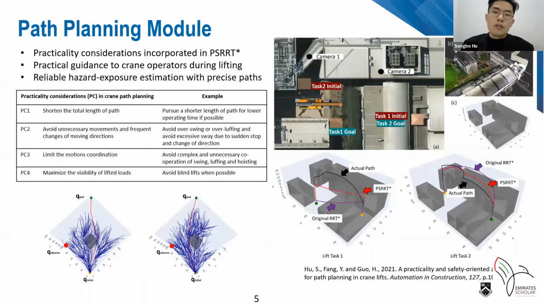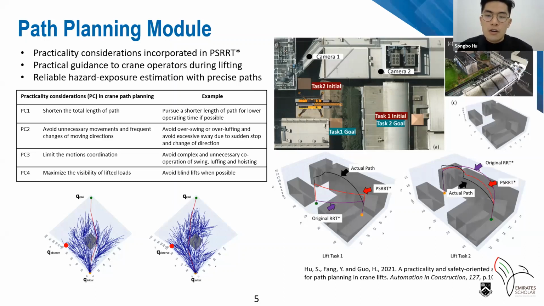So the core of the path planning module is based on our work, a practicality and safety-oriented approach for path planning in crane lifts. This work first identifies all the unique practicality considerations for crane path planning, such as shortened path length, avoiding unnecessary movements and direction changes, limited coordination of multiple operations, and maximizing visibility. And we found out that although frequently mentioned, none of the previous work has systematically incorporated them all.